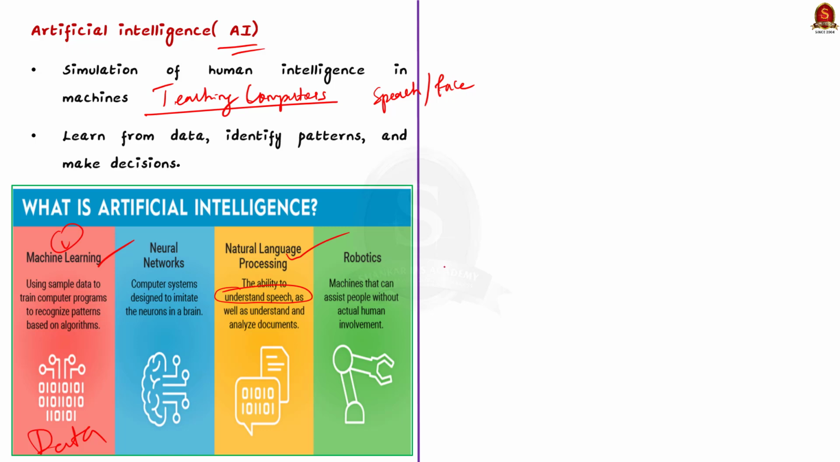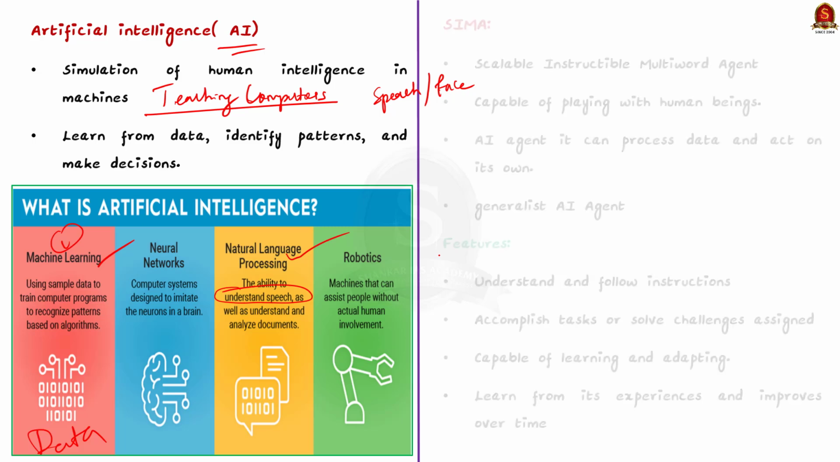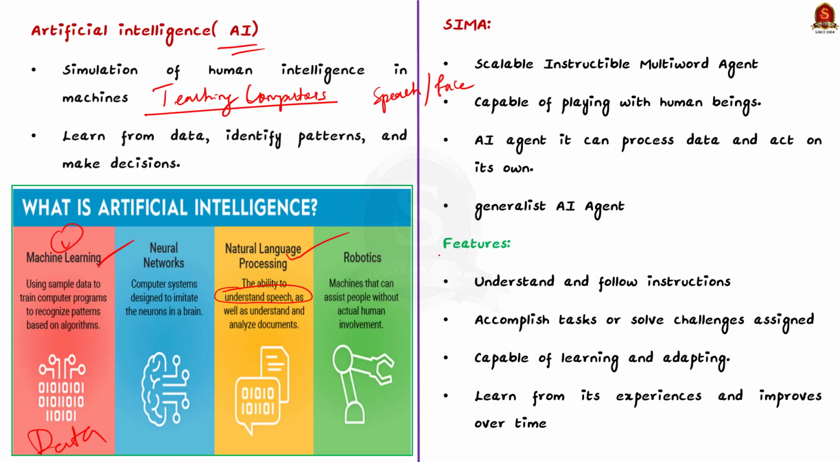While AI can do great things, we also have to think carefully about how we use it because it can bring up tricky questions about privacy, fairness, and jobs. Now let us understand about SIMA in brief.